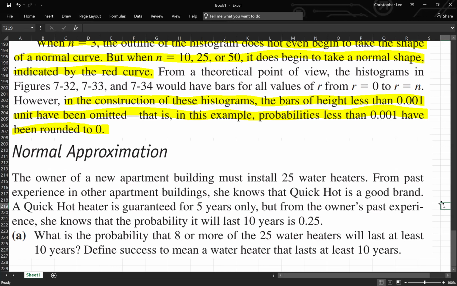The owner of a new apartment building must install 25 water heaters. No hot water. From past experience in other apartment buildings, she knows that Quick Hot is a good brand. A Quick Hot heater is guaranteed for 5 years only. But from the owner's past experience, she knows that the probability it will last 10 years is 0.25. So here's our question: what is the probability that 8 or more of the 25 water heaters will last at least 10 years? We're going to define success to mean that the water heater will last at least 10 years.